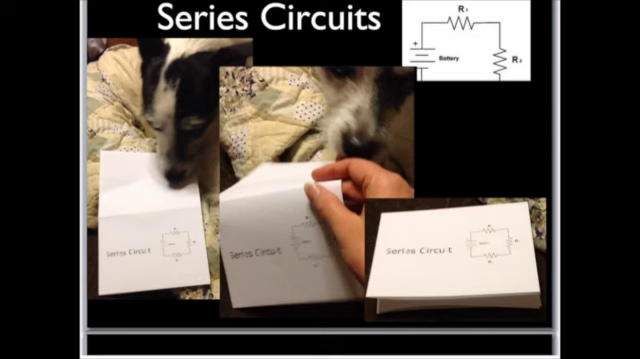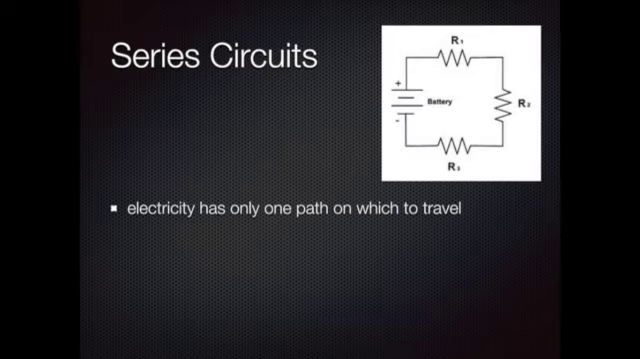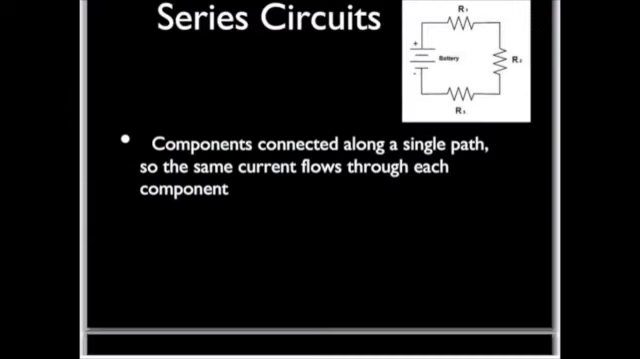On the outside of the series circuit graphic organizer, write this description. Electricity has only one path on which to travel. Now let's work on the inside of the graphic organizer. Open it up and let's fill it out together. Series circuits contain components connected along a single path, so the same current flows through each component, as shown in the diagram. Resistor R1, R2, and R3 are all connected in a series along the circuit. This definition and this diagram are already on your graphic organizer.